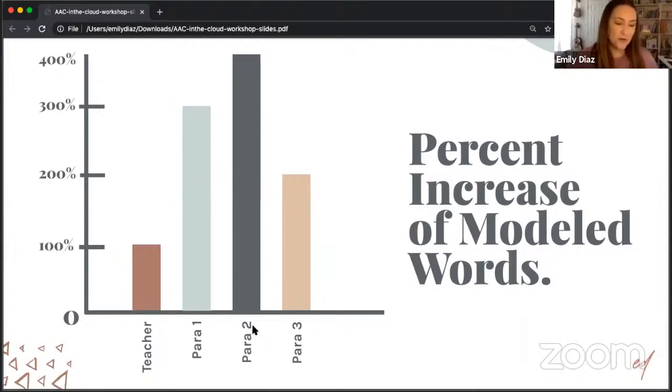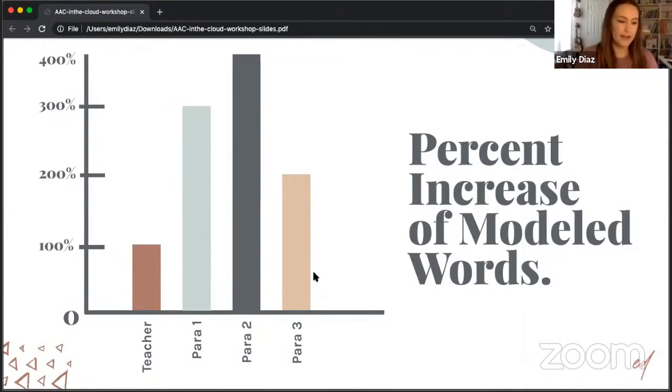So after a 4-week period, after coaching, she was able to increase by 378% and now was modeling 67 words per day on average, which still isn't what research says we need to be near, but what an improvement for that one para. And so same thing for all these other paras here.